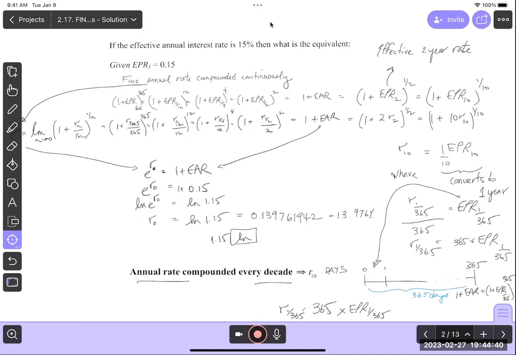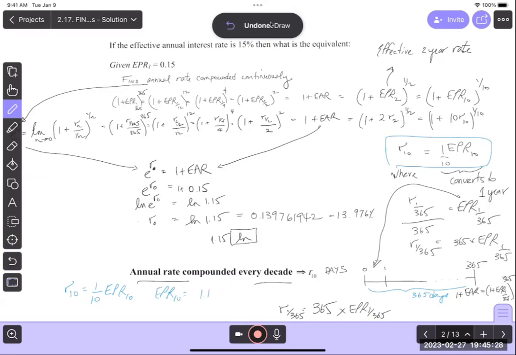Any questions? So to find this answer, R10 is equal to 1/10 of EPR10. So again, it doesn't care about the interest on the interest. This is more than a year, so you have to divide it by 10. And to get EPR10, you have to do 1.15 to the 10 minus 1. And then take the answer and divide by 10.